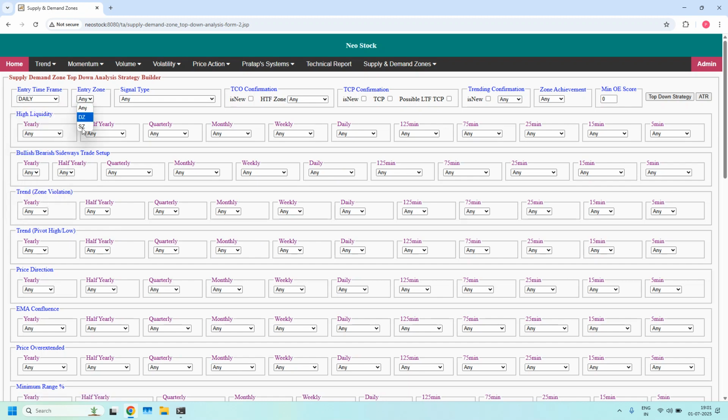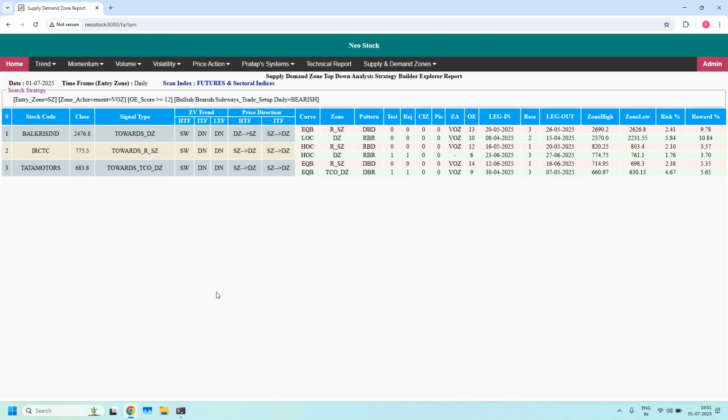Entry time frame daily, entry zone supply zone. Here at daily I am selecting bearish, zone achievement VOZ, minimum odd enhancer score 12. Let's filter. We got 3 stocks. Entry time frame zones are daily supply zones.